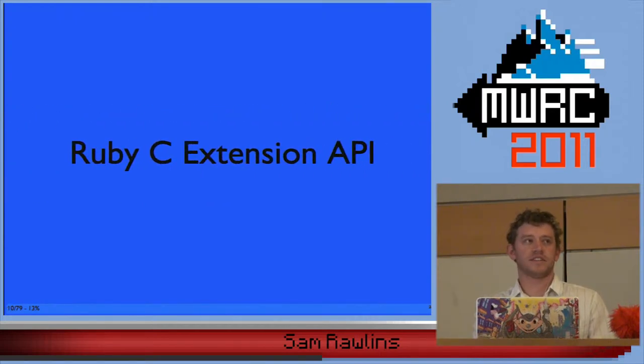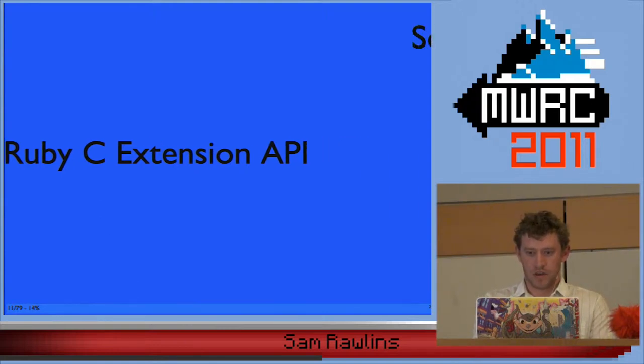So they provide a C extensions API. It's basically the ruby.h file. There's no formal extensions API. I think Matt wrote a little Doxygen document once. And then there's the Pickaxe. So that's kind of all the API is.